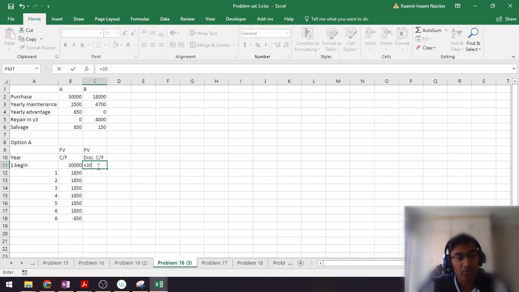So just to prove to you that it works, it's 30,000 divided by 1 plus the interest rate, 12%, close brackets, to the power of 0 years. And that just gives you the same value back.